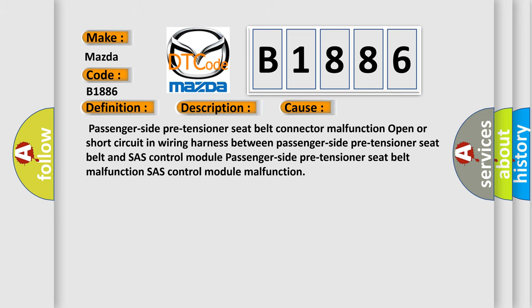This diagnostic error occurs most often in these cases: passenger side pre-tensioner seat belt connector malfunction, open or short circuit in wiring harness between passenger side pre-tensioner seat belt and SAS control module, passenger side pre-tensioner seat belt malfunction, SAS control module malfunction.